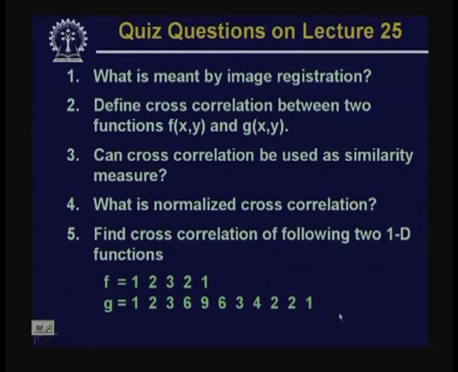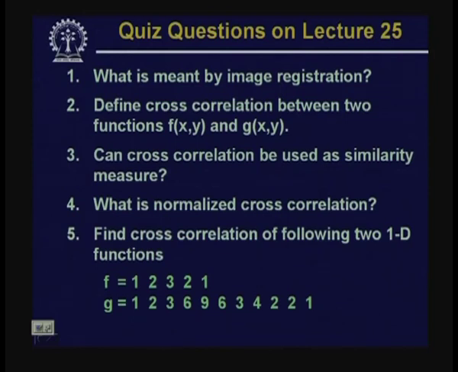So, the first question is, what is meant by image registration? Second question, define cross correlation between two functions f(x,y) and g(x,y). Third question, can cross correlation be used as a similarity measure? Fourth question, what is normalized cross correlation?